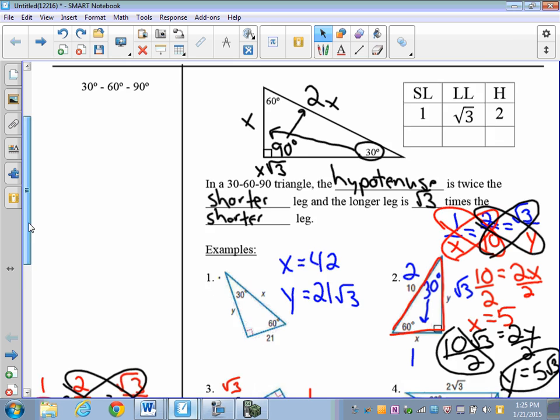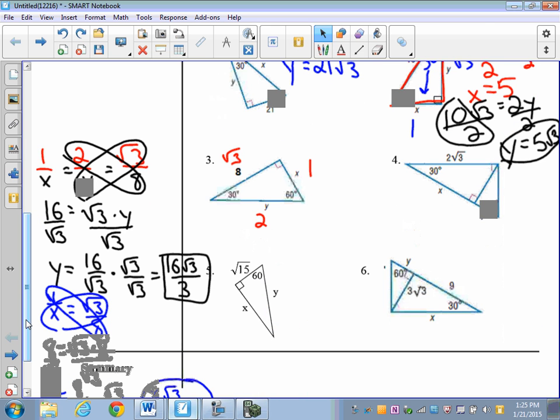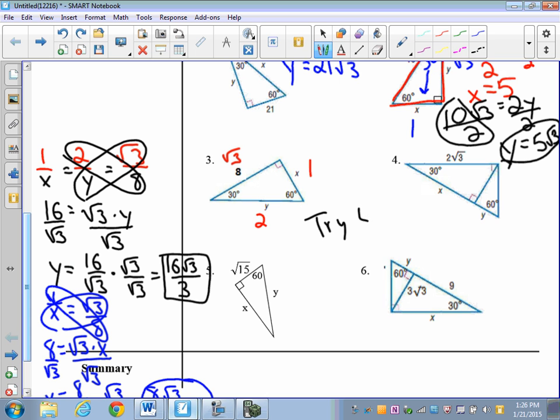So I'd like you to try these last ones. Try 4, 5, and 6 on your own. All of these are 30, 60, 90 triangles. And please come to class prepared with any questions you might have.